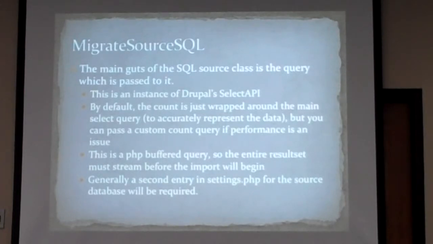Does the limit allow you to give it a start and count as well as just a count? Not really, but it'll go based off of what's in the map table. So it'll look and see the last thing that it did, but it doesn't do that to the query. So it doesn't tack on a start at this ID unless you explicitly pass an ID list. Okay. Oh, and usually the easiest way to deal with this is having another entry in settings.php for the source database.